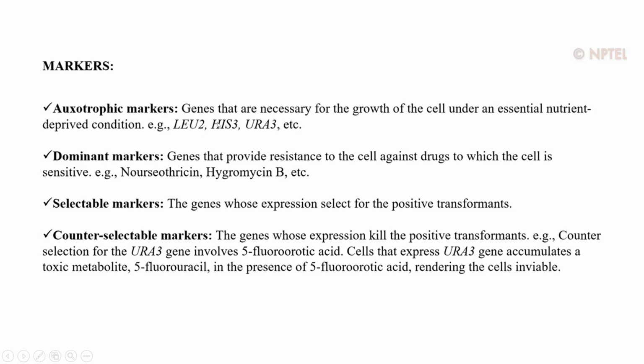In auxotrophic markers, generally the strains are grown in a nutrient-deprived condition. So this nutrient will not be present in that medium. The organism which contains this gene will survive in this auxotrophic medium, which does not contain the nutrient. The organism which doesn't have this gene will not survive in this medium. These three are the essential nutrients for the growth of Saccharomyces cerevisiae, and if these genes are present, then it will survive. And actually, these three genes are used in the cloning strategy.